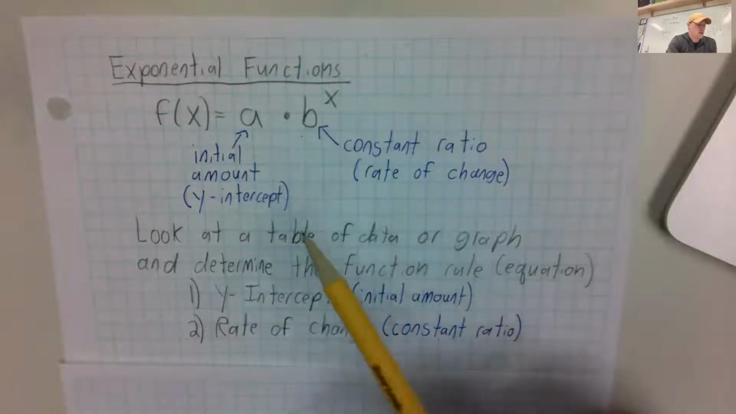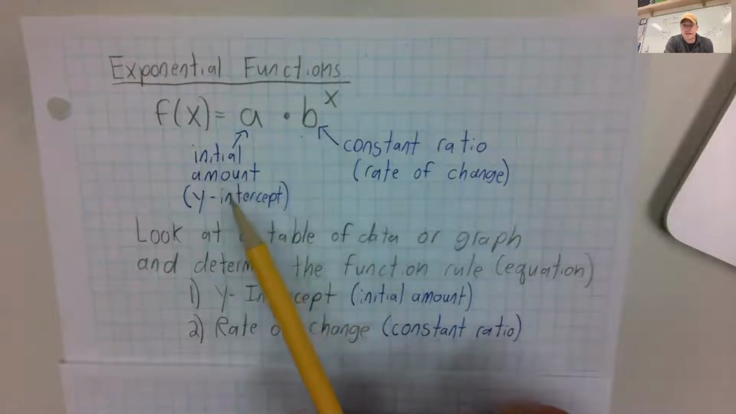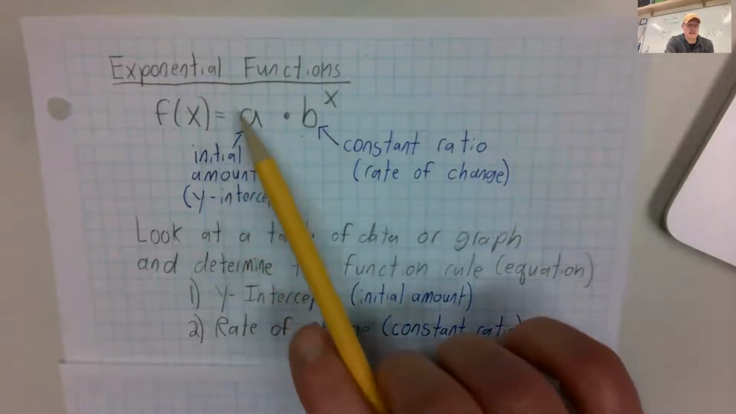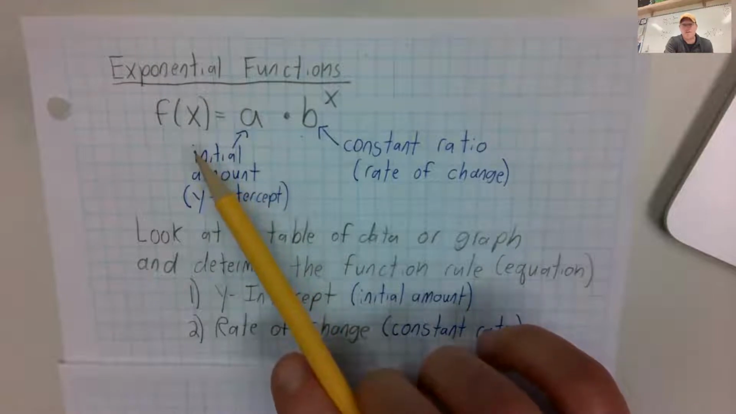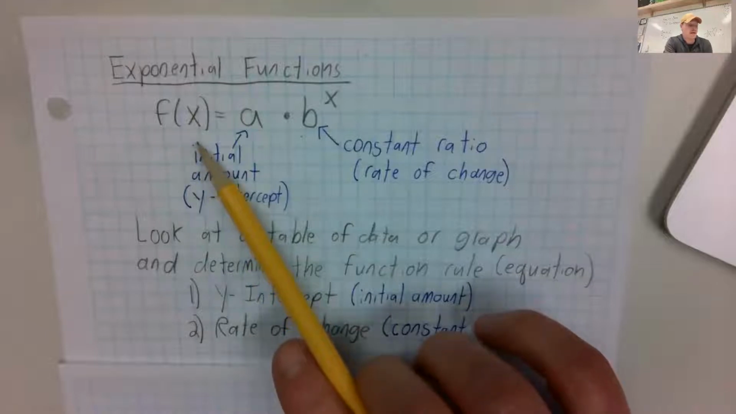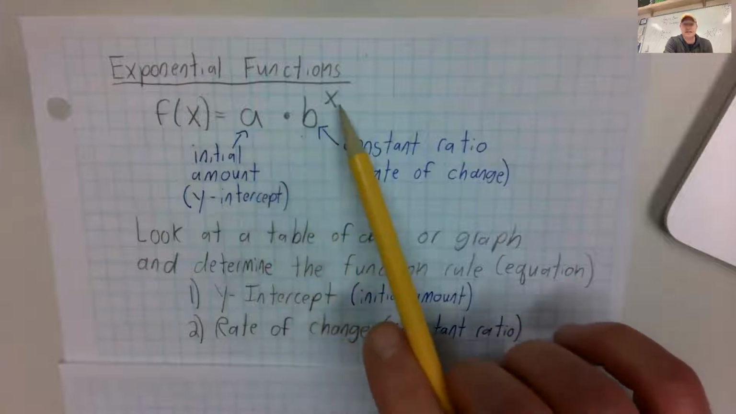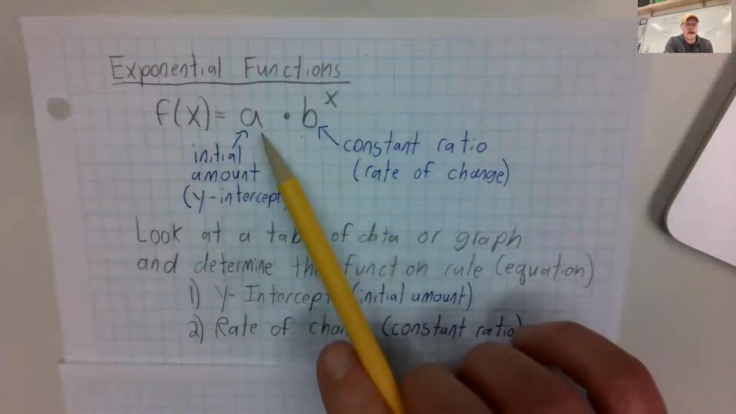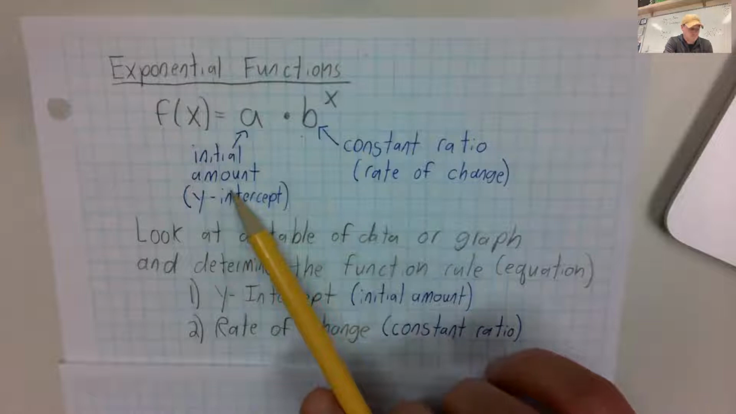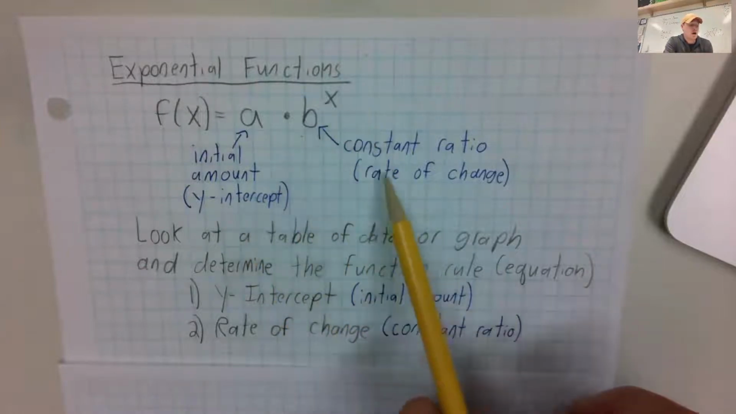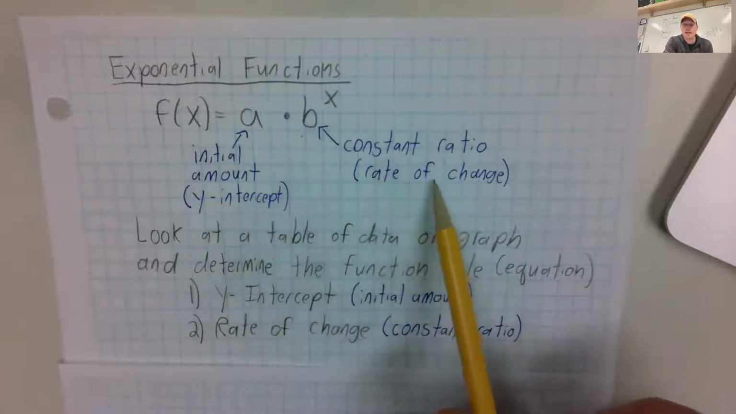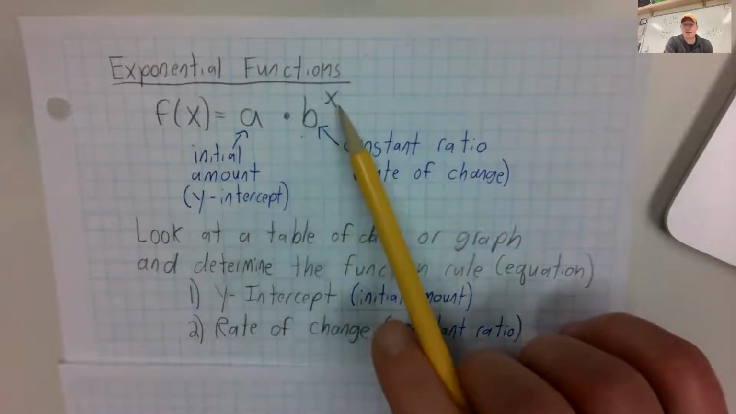So today in class, we talked about the general standard formula for an exponential function: f of x. Remember, that's just the notation for a function. Don't get freaked out by that. It's just f of x, which can be replaced by y equals a times b to the x power, where a is going to be our initial amount. We're going to get that from the y-intercept. B is our constant ratio or our rate of change, and that's going to be raised to the x power.